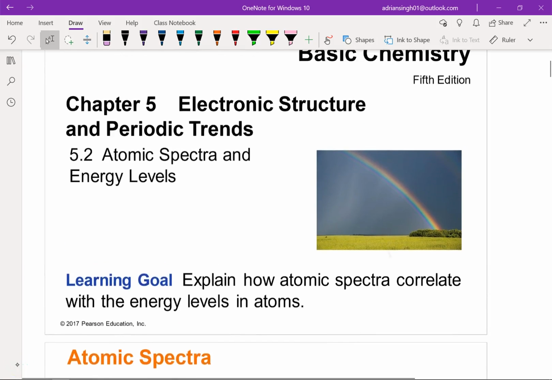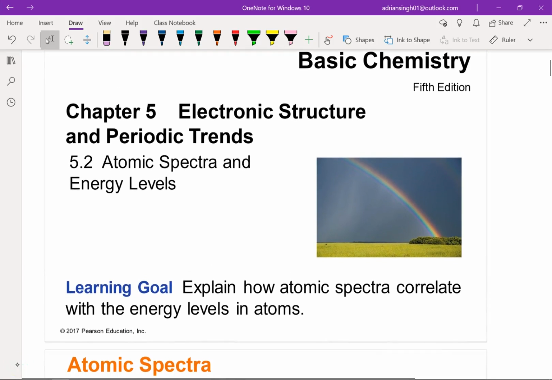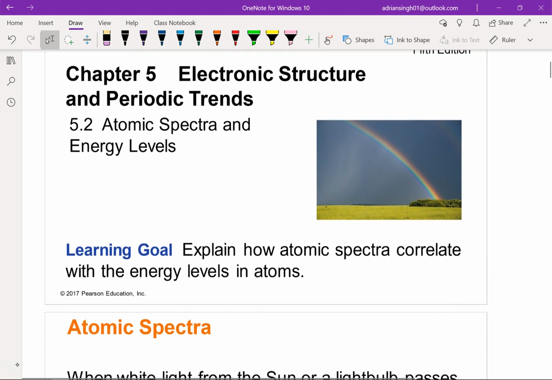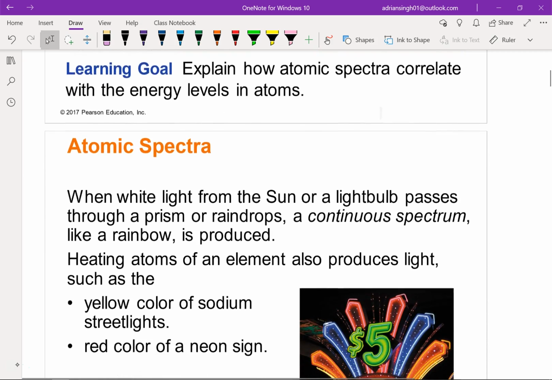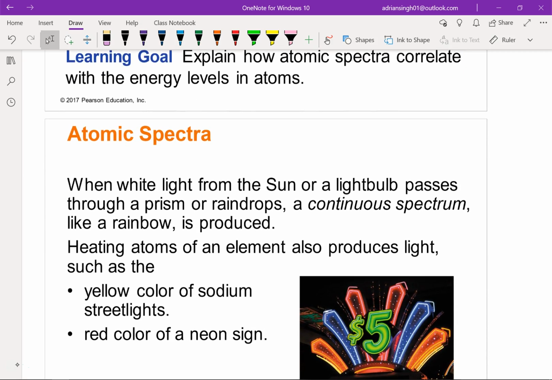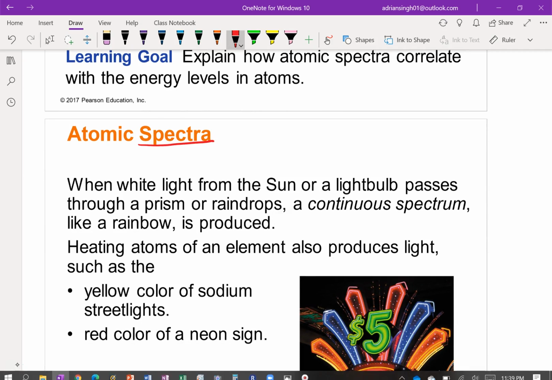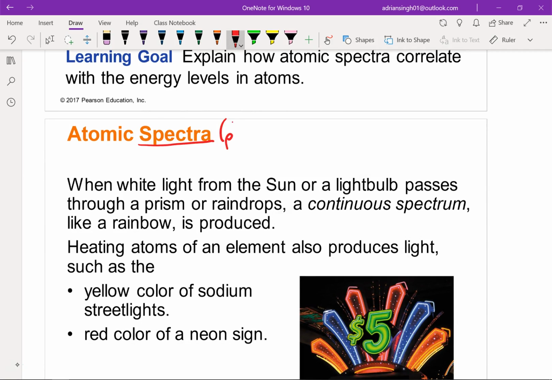Okay, so in this section, we're going to be taking a look specifically at our electrons, and we're going to use them to explain some of the phenomena we observe on a regular basis. So we're going to first of all take a look at something known as the atomic spectra. And spectra here is just a plural word, the singular being spectrum.